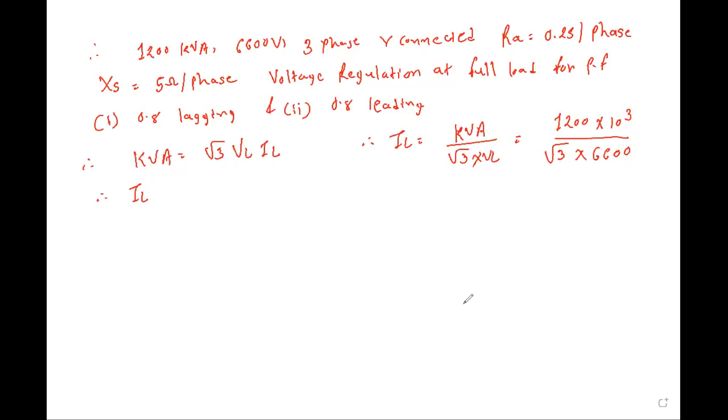Okay. So what we have to find first is line voltage and line current. The equation is KVA equal to √3 VL IL, as we have a three phase. So IL is equal to KVA divided by √3 into VL. Converting KVA into VA, 1200 into 10 raised to 3, divided by √3 into 6600. So my current is 104.97 ampere.